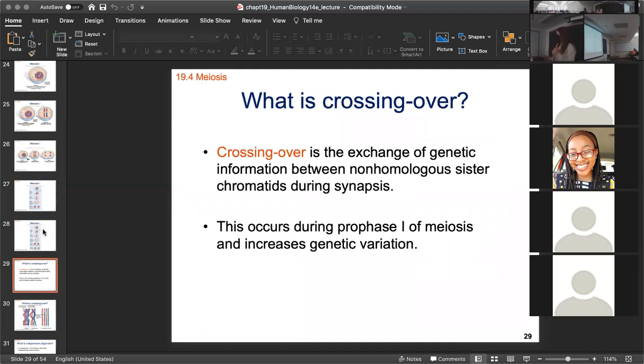Let's skip ahead to what is crossing over. Like I said, here's that slide describing it a little bit more in words so you can see it. It's the exchange of genetic information between non-homologous sister chromatids. So like it's where the blue one exchanged with the red one. Those are homologous pairs each, right? And this occurs during prophase 1 of meiosis, and it increases genetic variation.